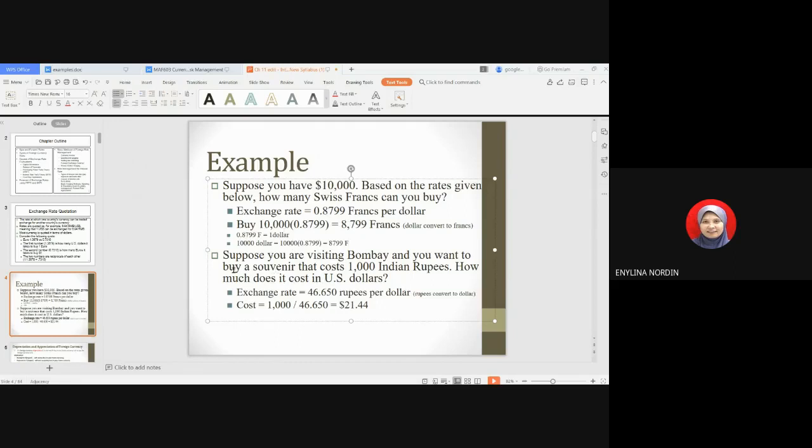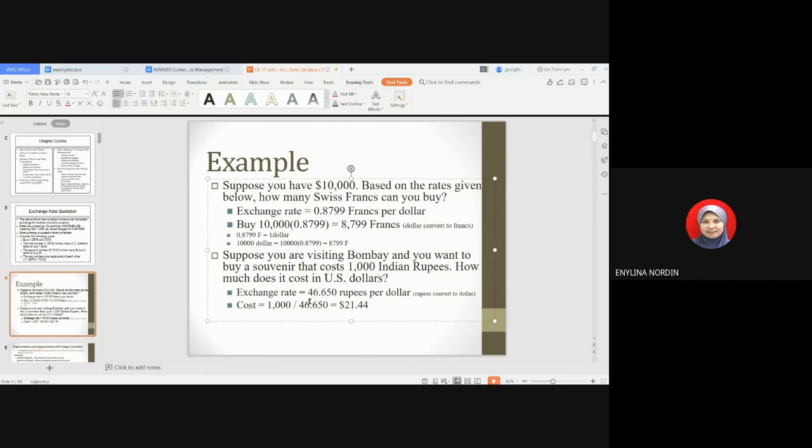Another example: let's say you are visiting Bombay in India and you want to buy a souvenir that costs 1,000 rupees. How much does it cost in US dollar? Let's say the exchange rate at that time is 46.650 rupees per dollar, and you want to convert rupees into dollar.